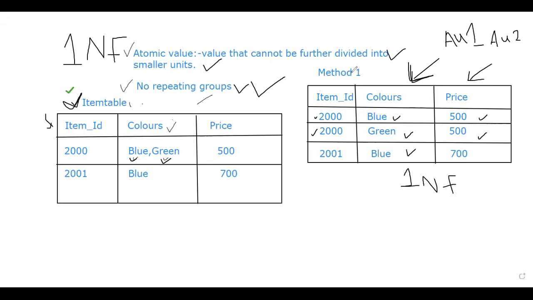Now some students may think, okay, now the primary key is not item ID. Yes, of course, now the primary key is not item ID. Now you will have the primary key as item ID plus colors, okay, in this method one table. So this is method one, which I have explained to you now. Okay. Now let us discuss method two.